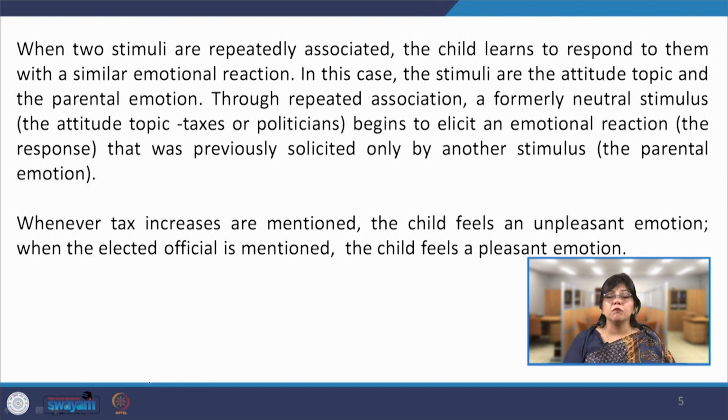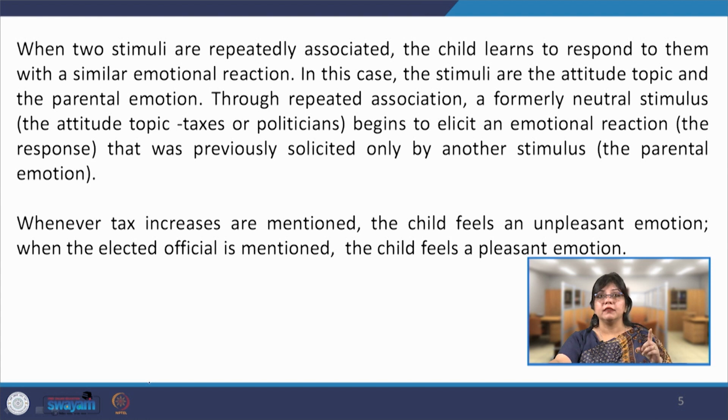So, when we are talking about the same example, when two stimuli are repeatedly associated, the child learns to respond to them with a similar emotional reaction. Father's expression along with the news has been paired by the child based on non-verbal behavior, and the child also exhibits the same kind of emotion. In this case, the stimuli are the attitude topic and the parental emotion.